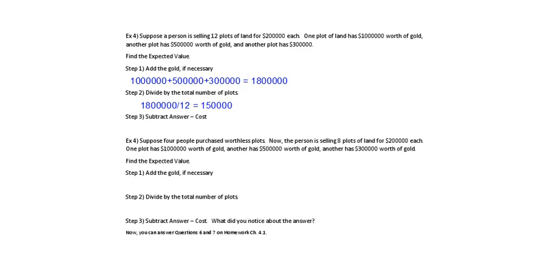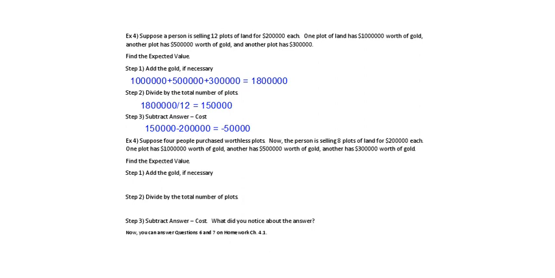Now the last step is to subtract the cost. So 150,000 minus 200,000 is equal to negative $50,000. So on average, if I were to buy a plot of land, I can expect to lose $50,000. But now let's take a look at the next example.